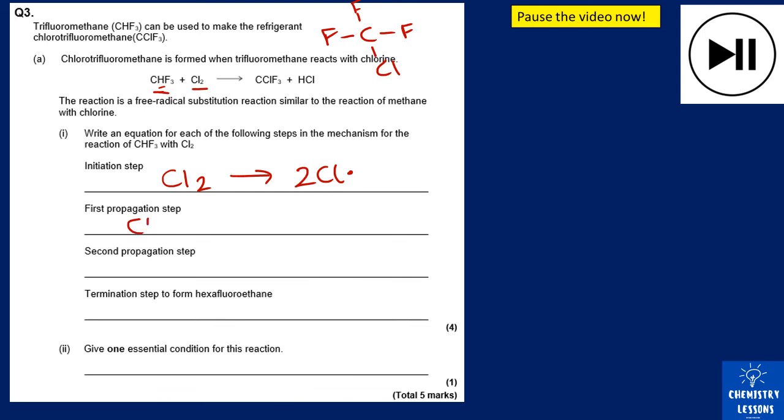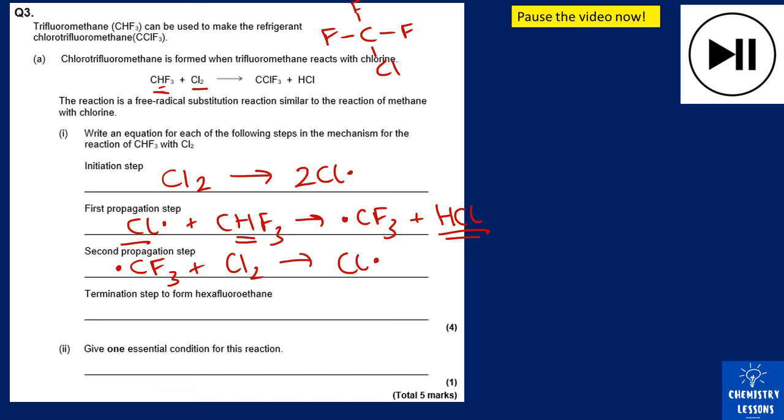Propagation first step, well, it's going to be your chlorine free radical with your CHF3 to produce the CF3 radical and HCl. Remember, that first propagation step is always removing the H from your alkane, if you like, or from your carbon compound. It's removing the H to produce your H halogen or HCl and leaving behind a free radical. The second propagation step is the free radical that you've just made reacting with the halogen again to produce the chlorine free radical and your product, which in this case is CClF3.